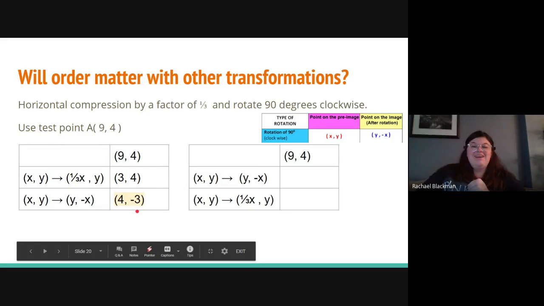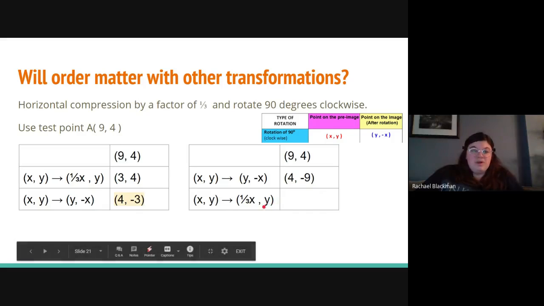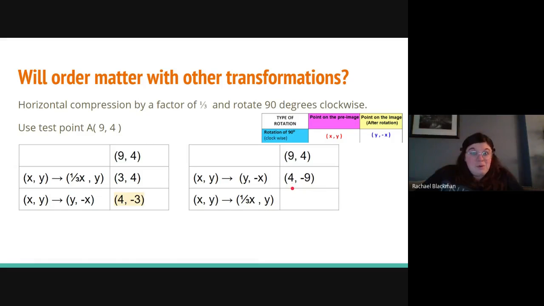Okay. I can kind of see already that things are not going to line up, and order is definitely going to matter here, because if I perform that rotation first, you're going to get (4, -9), and then a horizontal compression is going to be taking that 4 and multiplying by 1/3. So (4/3, -9). Yeah, order definitely matters on these ones.